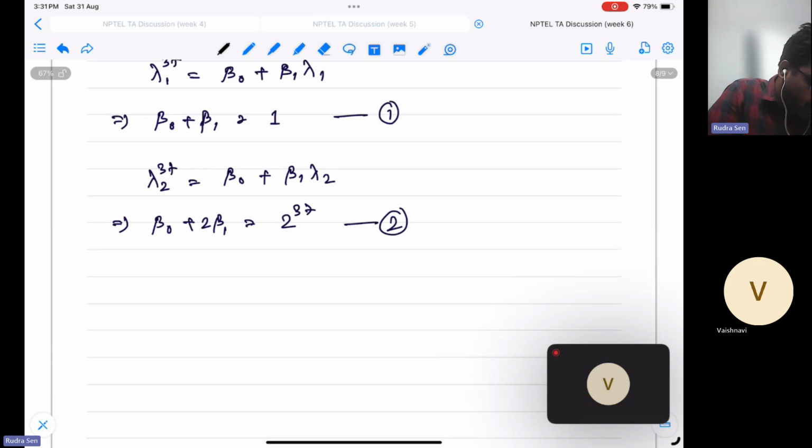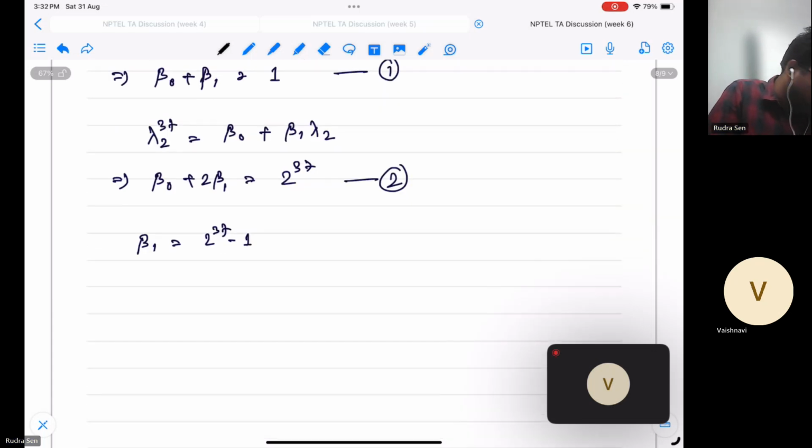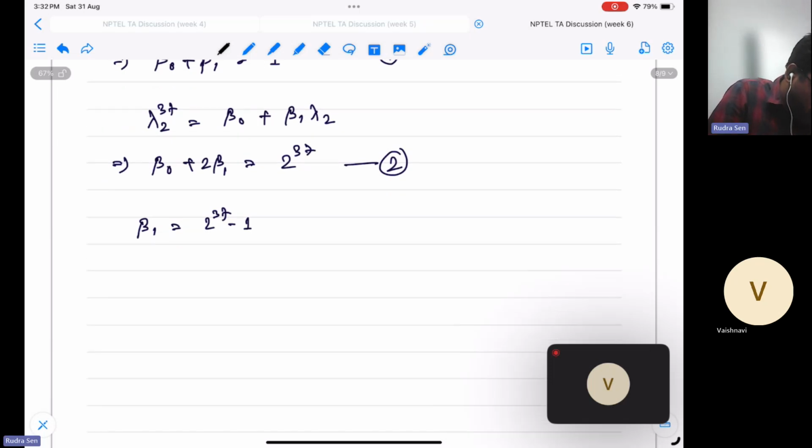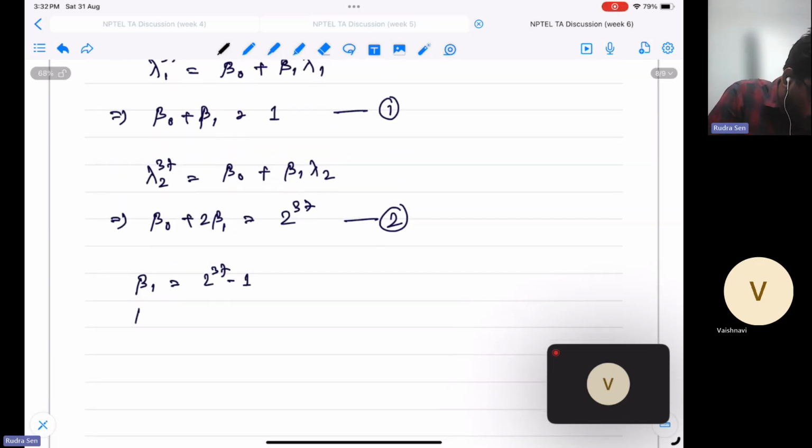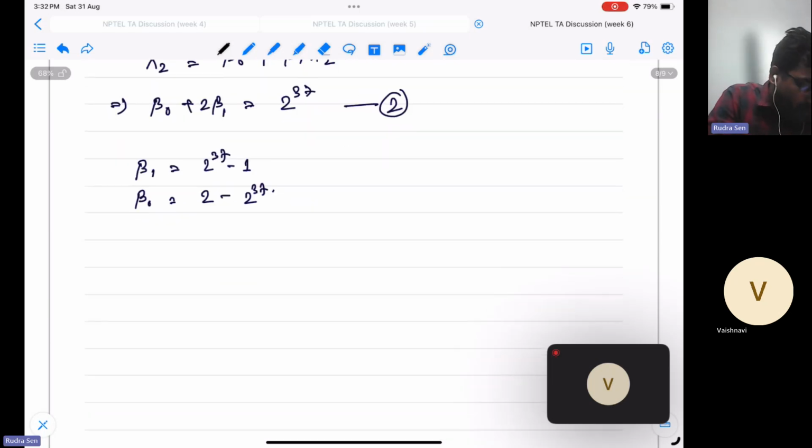Solve these two equations. What we get? We get beta 1 equal to 2 to the power 37 minus 1, right? This is what we got for beta 1. And beta naught, put this beta 1 value in any of these equations and you will get beta naught, which is 2 minus 2 to the power 37. Okay, so now you know the value of beta naught.